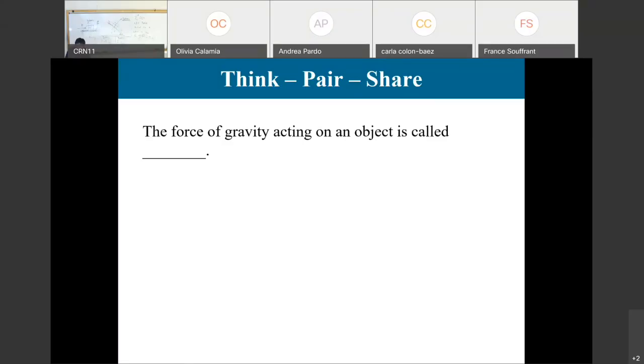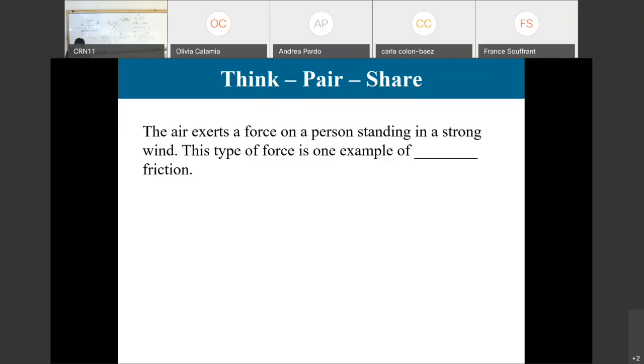The force of gravity acting on an object is called what? It's weight. Exactly. Now this is an interesting one. The air exerts a force on a person standing in a strong wind. This type of force, friction, by the way, is an example of what type of friction? Static or kinetic? What do you think?